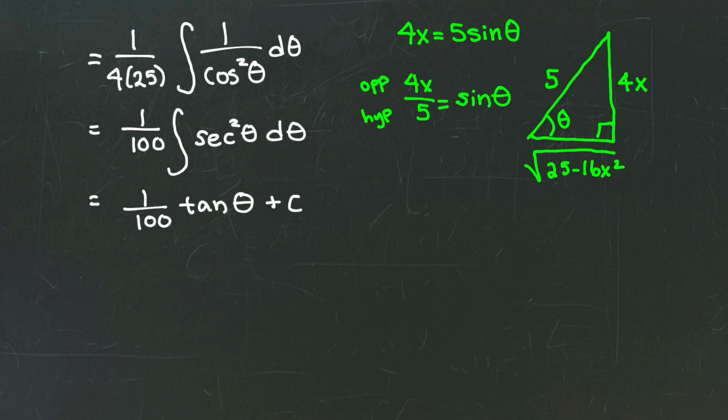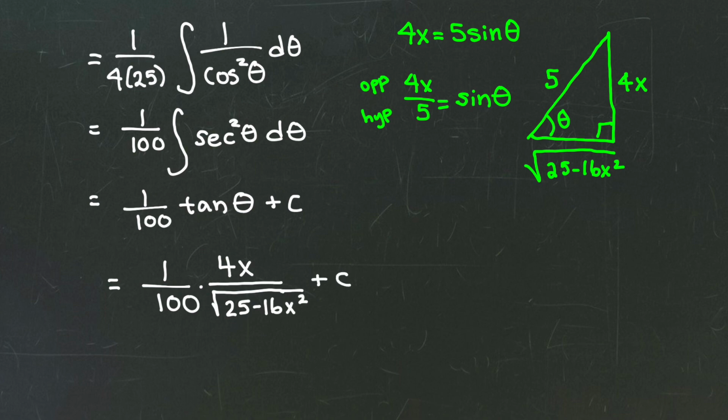And now I can write down what my tangent is. It's a piece of cake, right? 1 over 100 times tan theta is simply 1 over 100 times, and now tangent is opposite over adjacent, so it's going to be 4x over the square root of 25 minus 16x squared. And you're okay to leave that square root in the denominator. I'll have no problems with that.